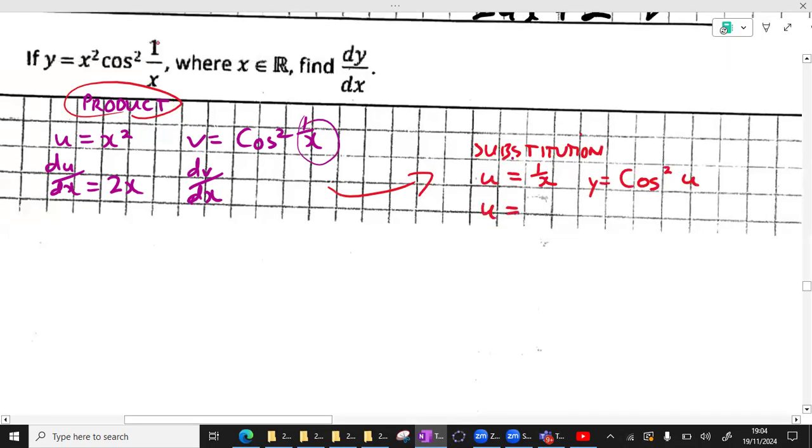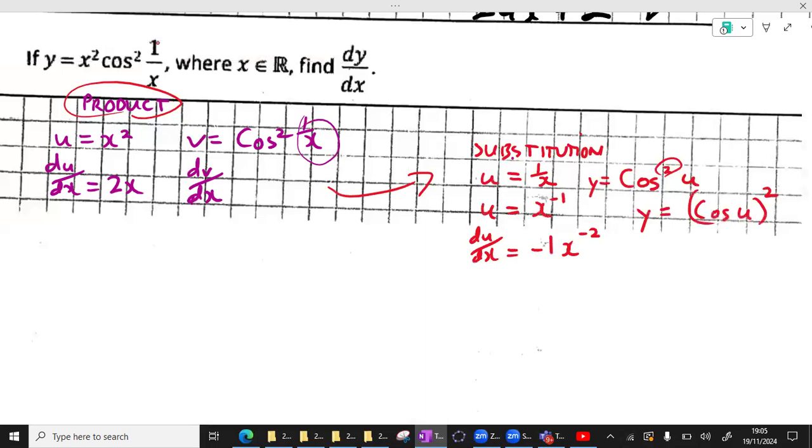So u is equal to x to the power of minus 1. So du dx is the minus 1 is going to come to the front, and that's going to reduce down to minus 2. Now, over here, I need to do my dy dx, but dy du, I should say, but that's first of all going to be cos u to be squared because of the square there. So the whole thing is squared. So I'm kind of doing the chain now in here.